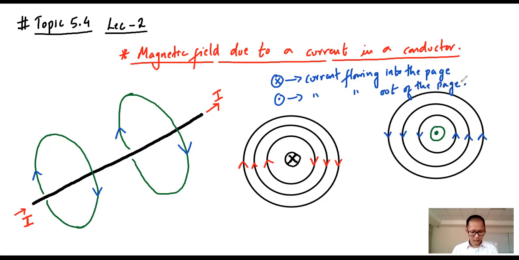So these are just some representations of field lines in 2D. Okay. So now let's move on to the next part.